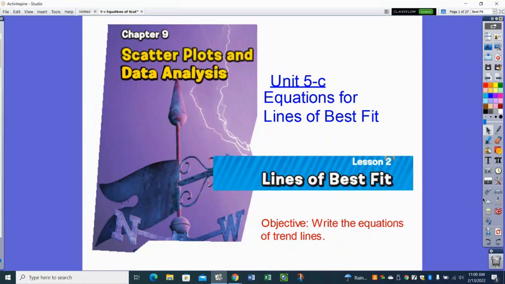So we're still working with scatter plots today, and we're still working with trend lines. Oh, by the way, lines of best fit. But today we're going to come up with the equation. Oh yes, y equals mx plus b is coming back to write the equation of the trend lines and then use those equations instead of the physical graph to make predictions in the future.